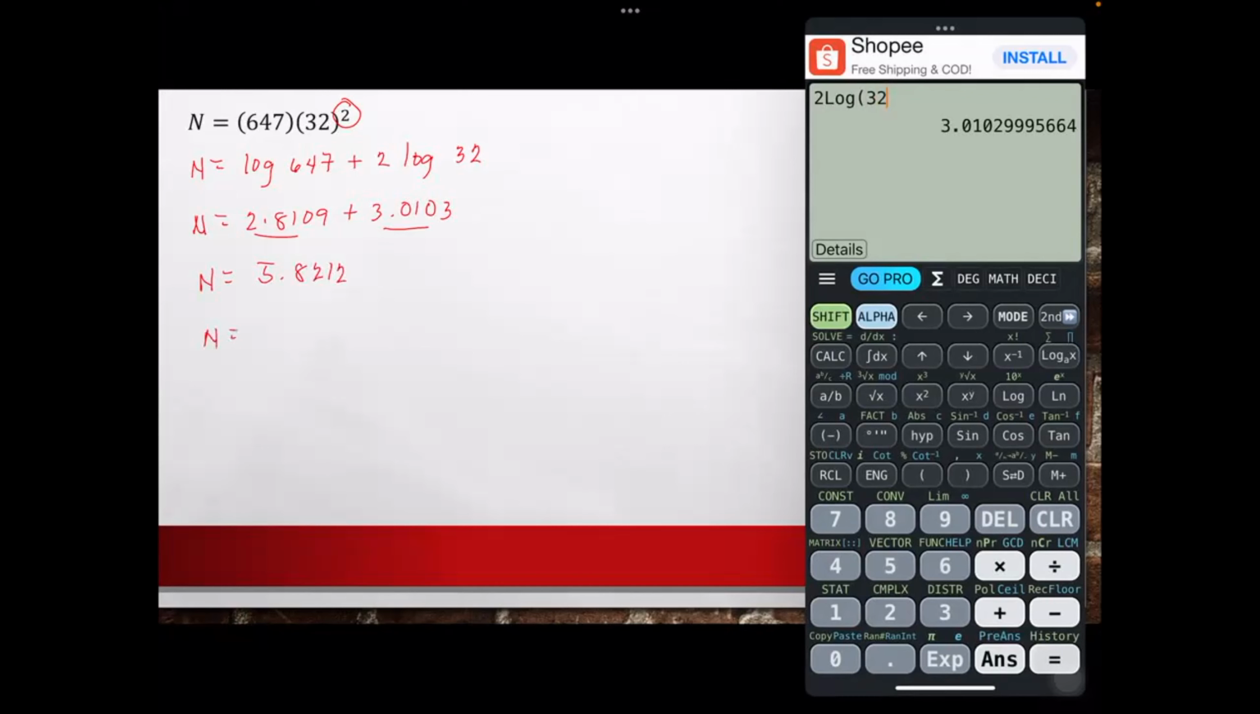Yung n mo, raise natin siya sa 10. Antilog, use the antilog. 5.8212. So, the n will be equal to, so antilog natin, so shift tapos log, so 5.8212. So the answer will be 662,552. So 662,552 as the value of the n.